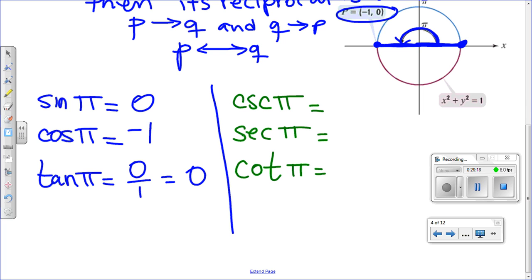Oh, it's negative, I'm sorry. So would this be negative 0? That doesn't exist. It's just 0. Okay, so then what happens with cosecant? Since sine is 0, cosecant should be undefined. Why? Because it will be like 1 over 0, so that is undefined. What about secant? Negative 1. And if tangent is 0, then cotangent is undefined.